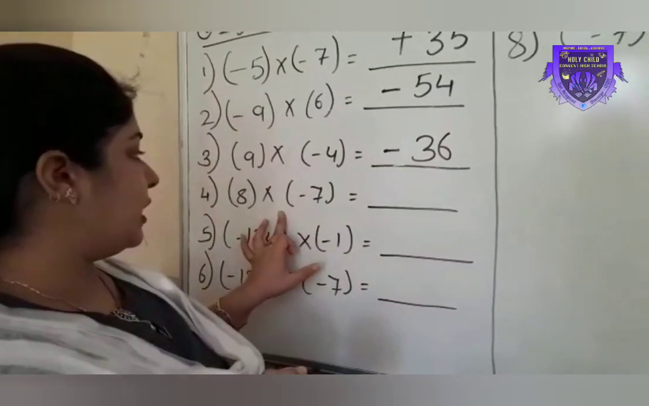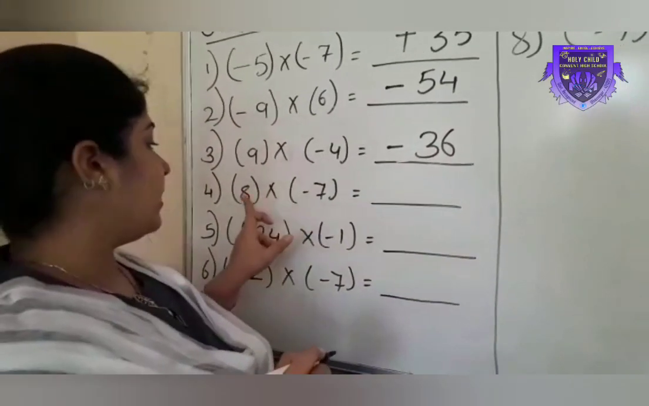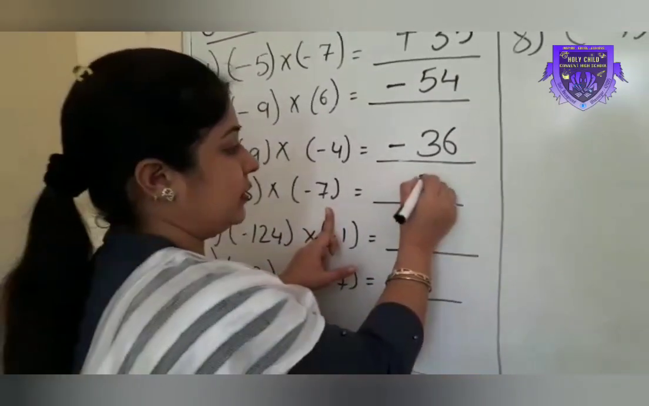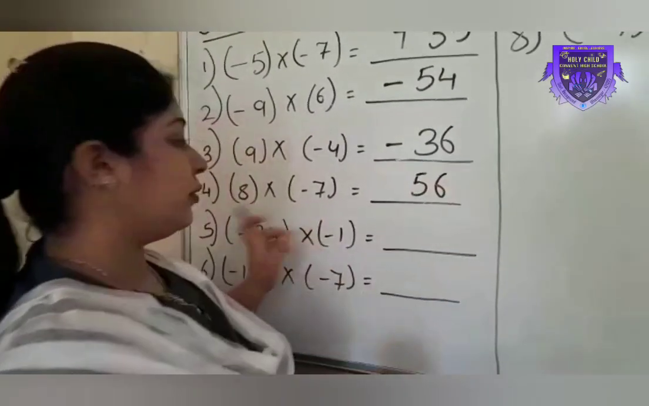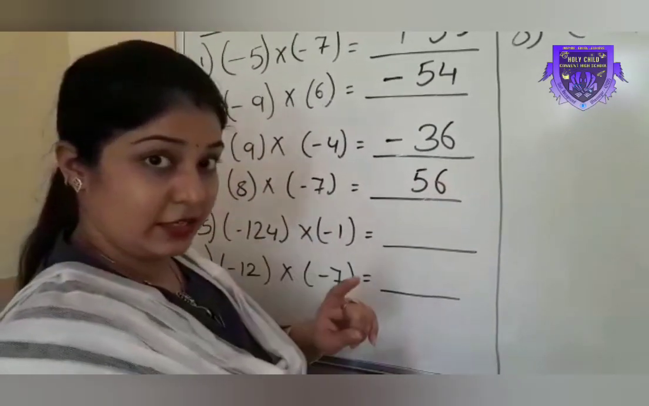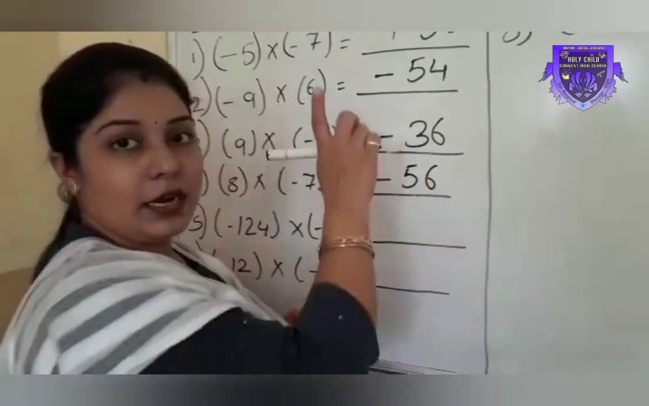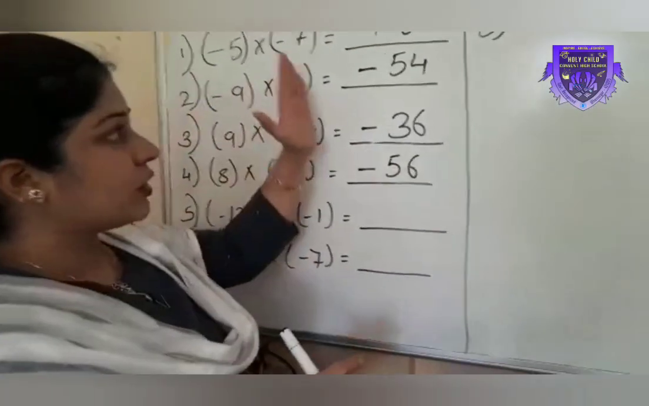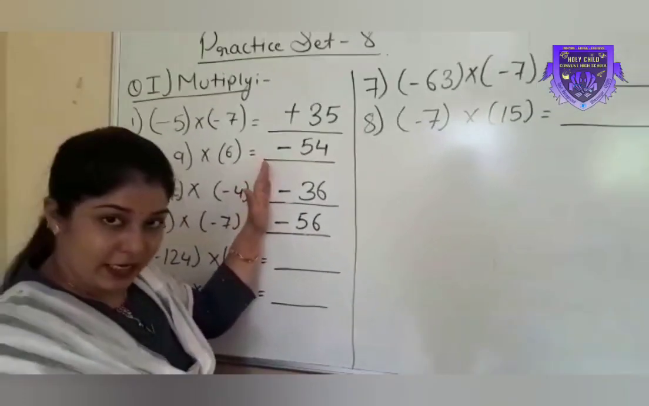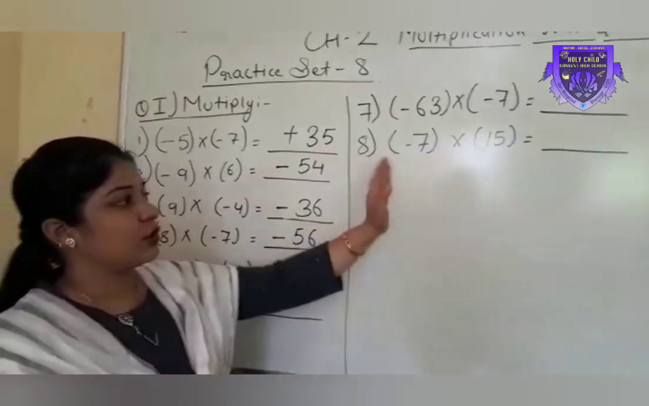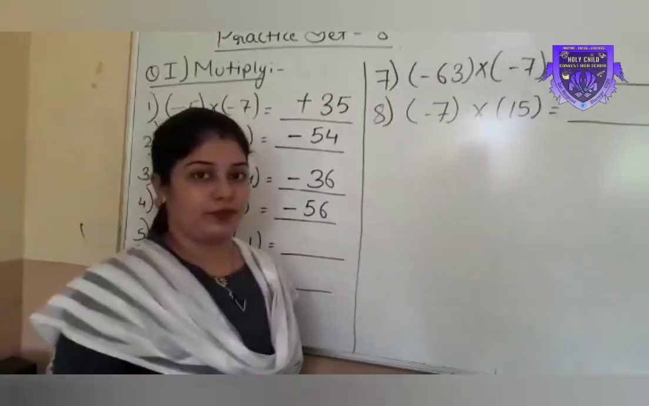Positive 8 multiplied with negative 7. 8 sevens are 56. Which sign will we give, positive or negative? Negative sign, because plus minus gives us minus. Understood this much? Now 4 sums I have done for you and explained. The next 4 sums you have to do by yourself.